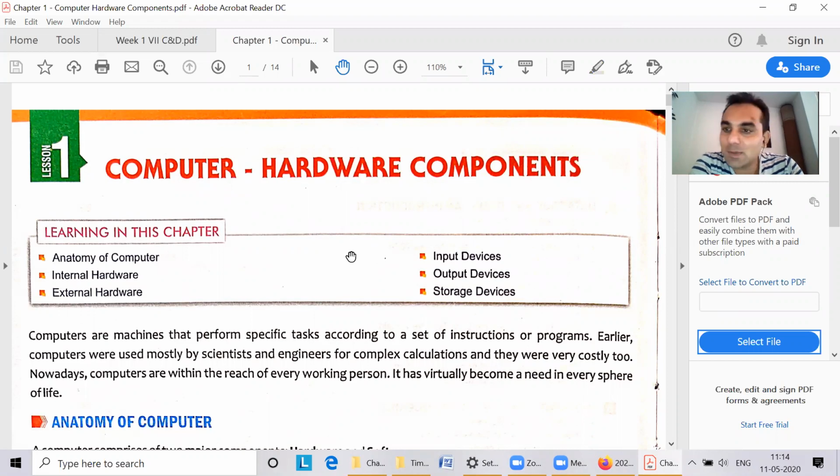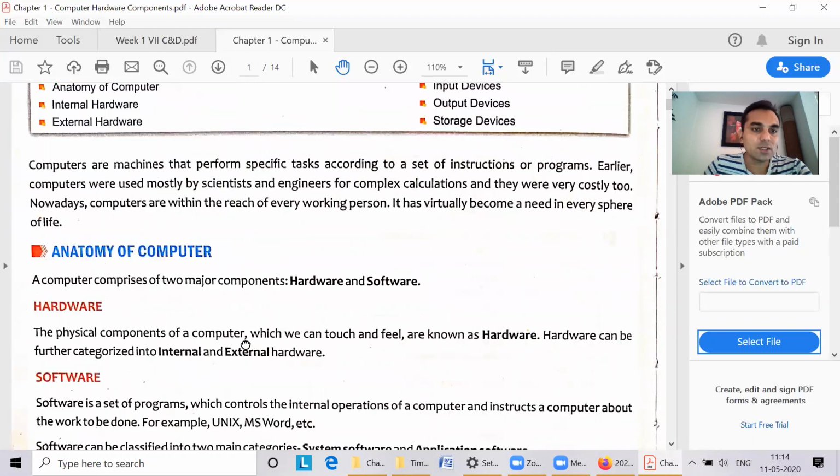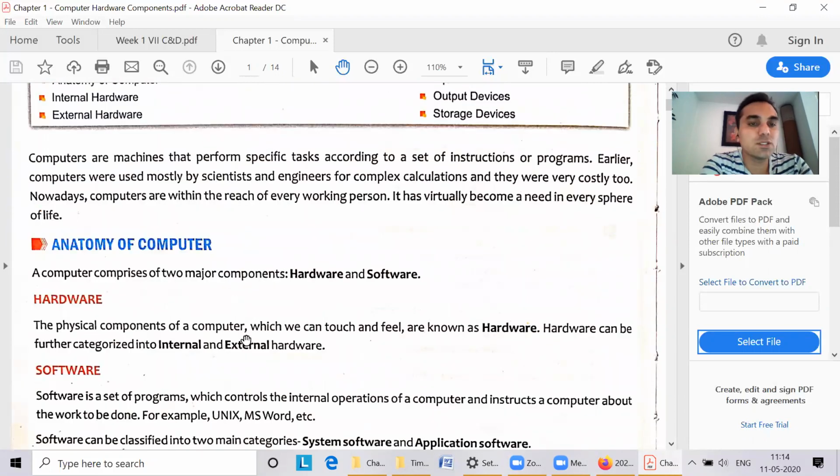That is lesson number 1 of computer, that is computer hardware and components. In this chapter, we are going to learn anatomy of computer, input devices, internal hardware, output devices, external hardware, storage devices. Computers are machines that perform specific tasks according to a set of instructions or programs. Basically, it is a machine where we give instructions and it performs the desired task that we have given to it.